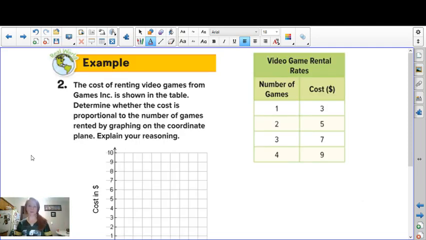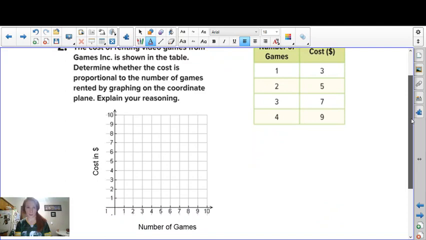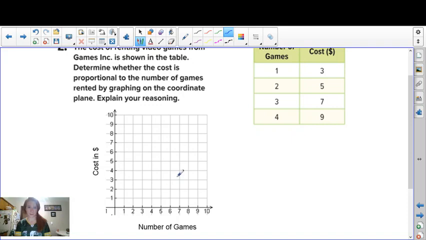Next one. The cost of renting a video game from Games Incorporated is shown in the table to the right. Determine whether the cost is proportional to the number of games rented by graphing on the coordinate plane. Explain your reasoning. So I need to graph this. And again, I'm going to use my mouse to do it. So one game costs $3.